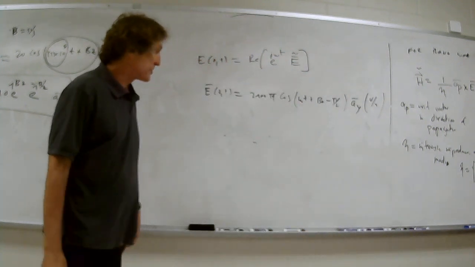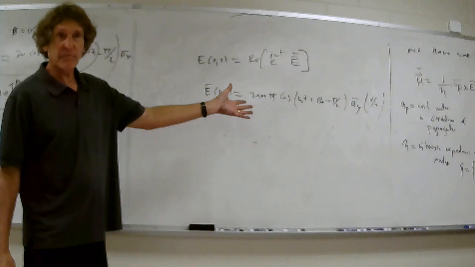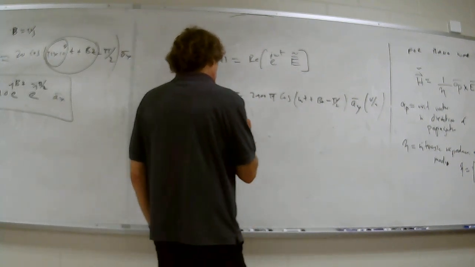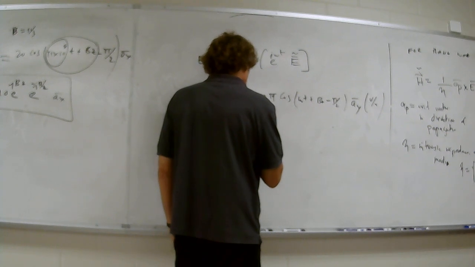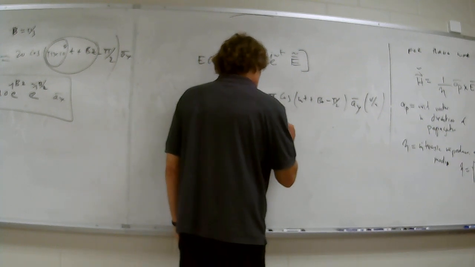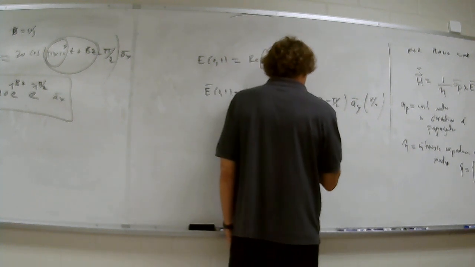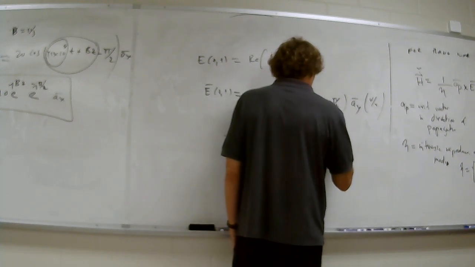Now, if you wanted to, you could put it back to a sine, right? We could get rid of the minus pi over 2 and just turn it into a sine. So you could put it, if you want, as 2400 pi sine of omega t plus beta z ay.